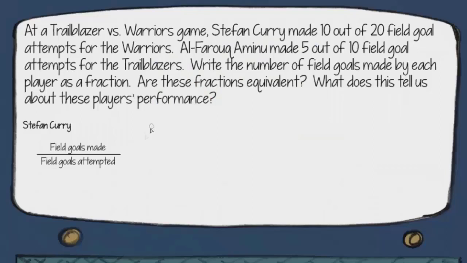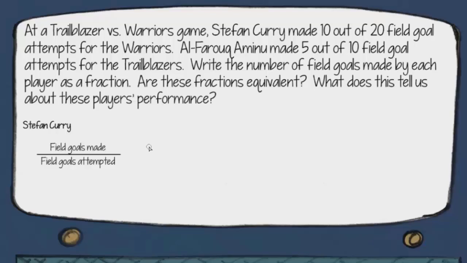Let's talk about simplifying fractions and word problems. At a Trailblazer versus Warriors game, Stephen Curry made 10 out of 20 field goal attempts for the Warriors. Al-Farouq Aminu made 5 out of 10 field goal attempts for the Trailblazers. Write the number of field goals made by each player as a fraction. Are these fractions equivalent? What does this tell us about these players' performance?